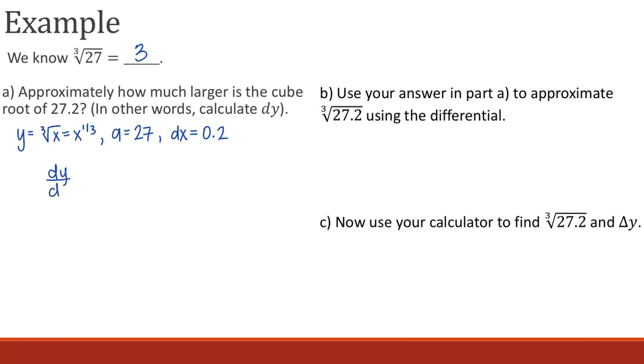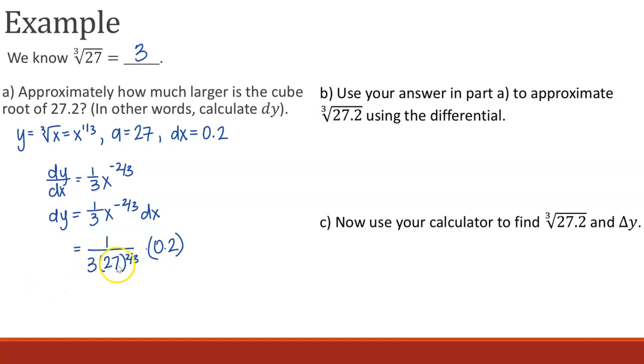All right, well, let's start with dy dx. So that would be 1/3 x to the negative 2/3. And so now we're going to multiply the dx to the other side. So dy is 1/3 x to the negative 2/3 dx. And now we can plug in our x value, our 27, and then our dx, our 0.2. So we're going to have 1 over 3, and then 27 to the 2/3 times our dx, which was 0.2.